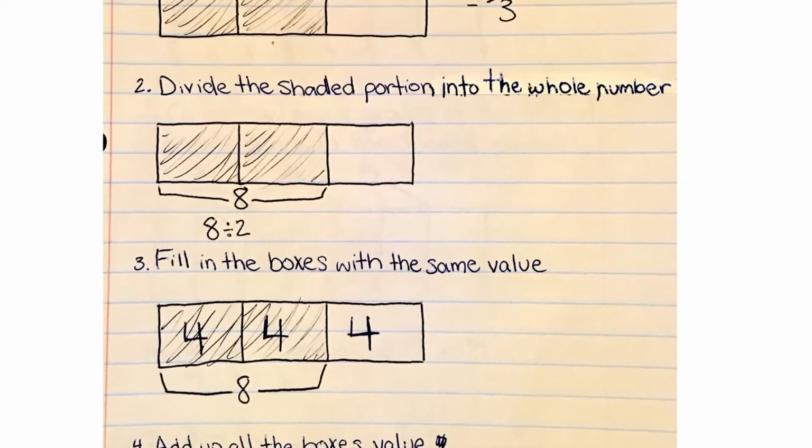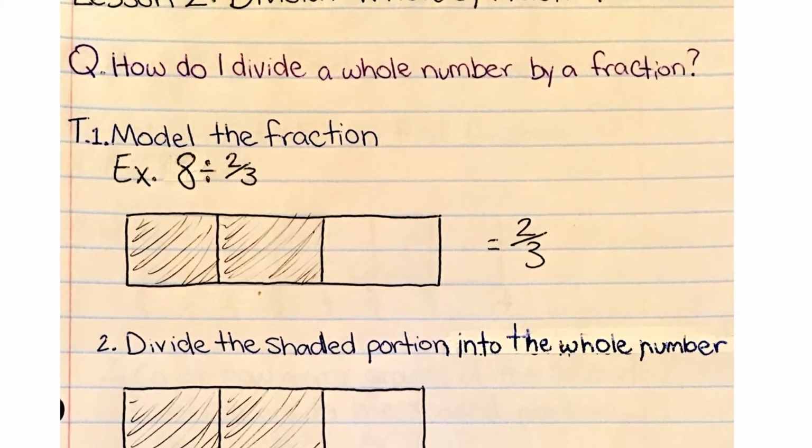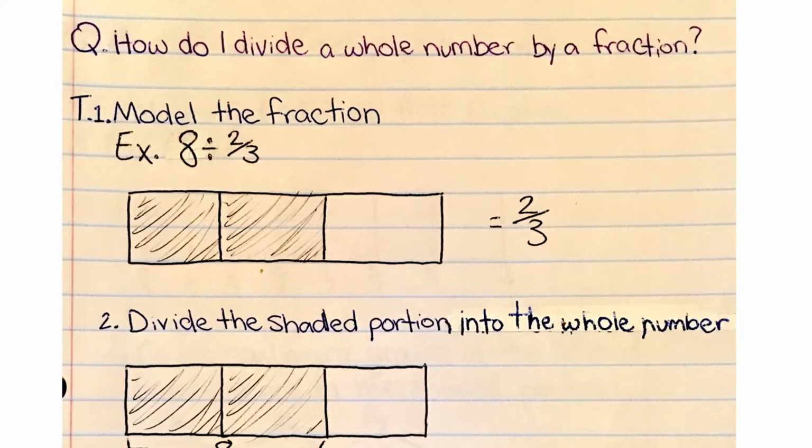So this lesson is going to keep with our common theme of division. In this lesson, we are going to be dividing a whole number by a fraction. So the question we see is, how do I divide a whole number by a fraction? The task to answer that question is broken up into 4 steps. The first step is to model the fraction. You'll see that constantly. We're going to use the example of 8 divided by 2/3.